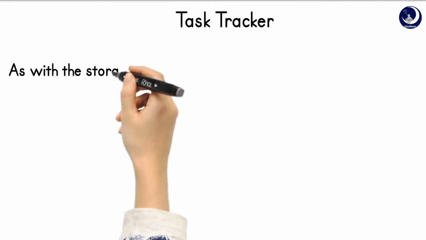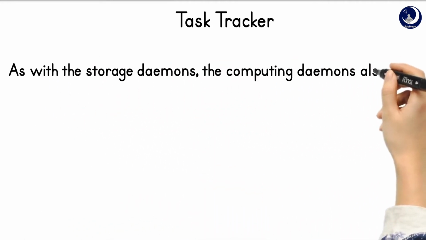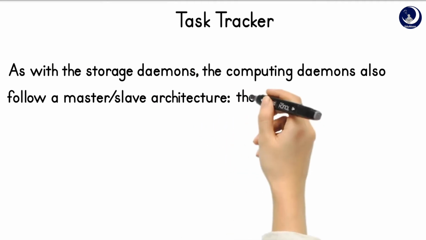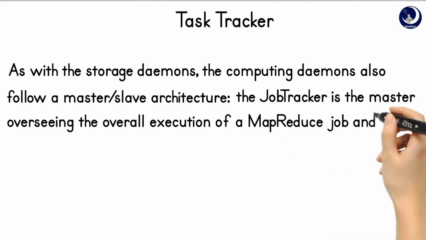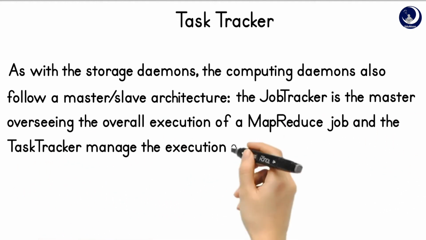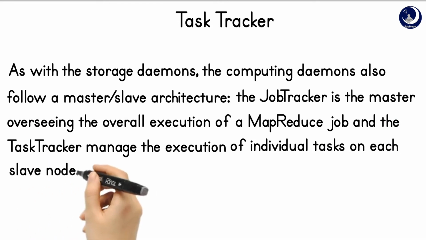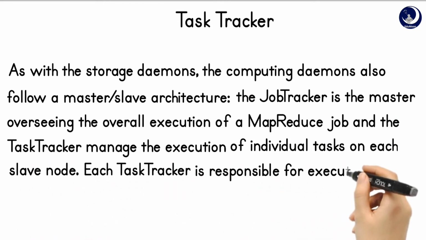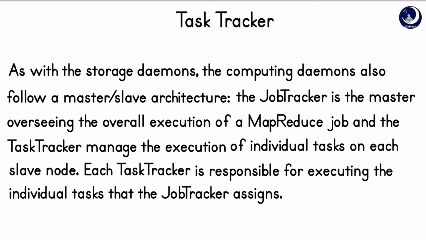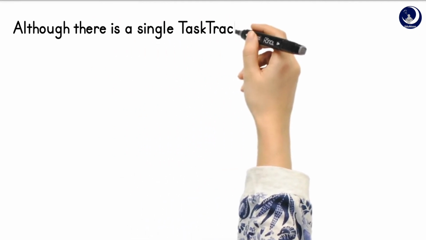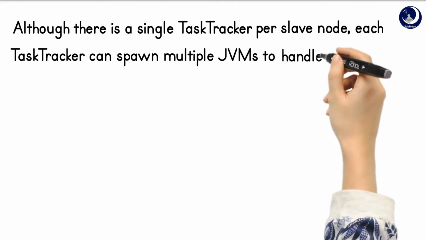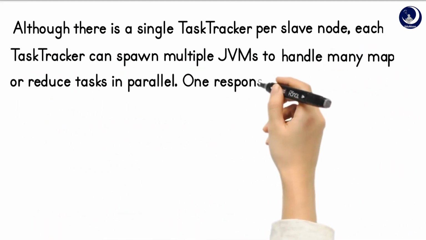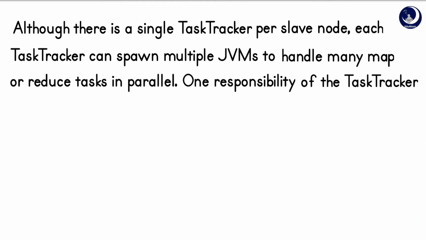As with the storage daemons, the computing daemons also follow a master slave architecture. The job tracker is the master overseeing the overall execution of a MapReduce job, and the task tracker manages the execution of individual tasks on each slave node. Each task tracker is responsible for executing the individual tasks that the job tracker assigns to them. Although there is a single task tracker per slave node, each task tracker can spawn multiple JVMs to handle many map or reduce tasks in parallel.